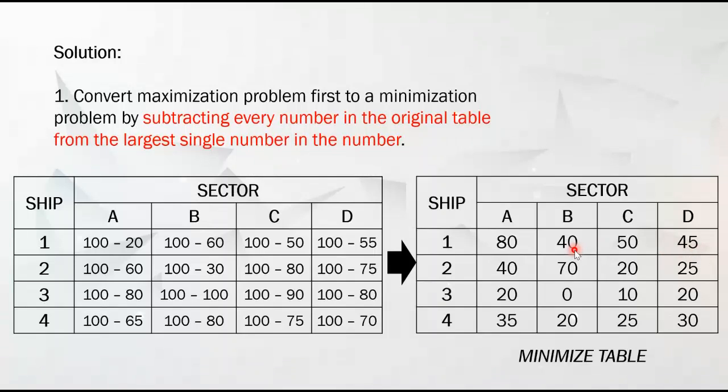So that means we will have to subtract 40 from all the numbers in that row. So 80 minus 40, 40 minus 40, 50 minus 40, and 45 minus 40.